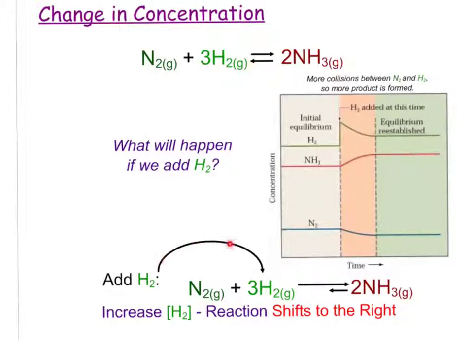Well, if we add more hydrogen gas into this system, we increase the concentration of the hydrogen, and the reaction will shift to the right. That is in order to make up for that change that we imposed on this system. We can see that over here in this graph. We have our hydrogen, we have our nitrogen gas, right here. We have our product, ammonia.